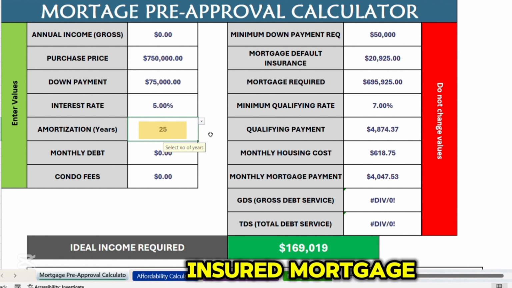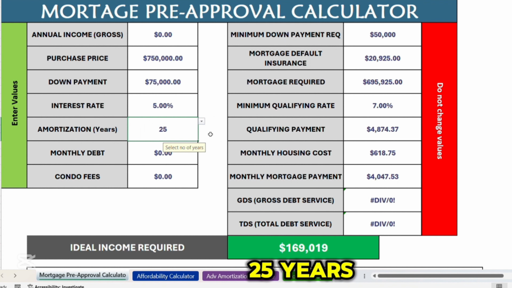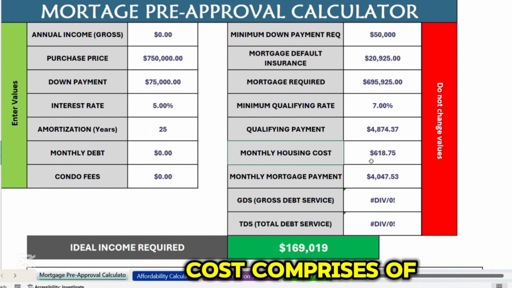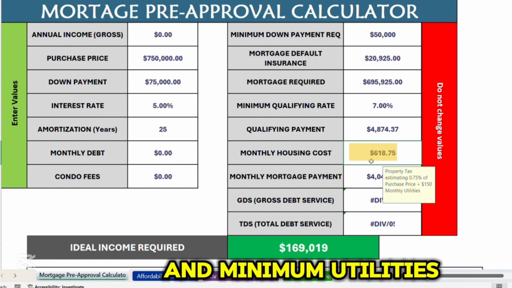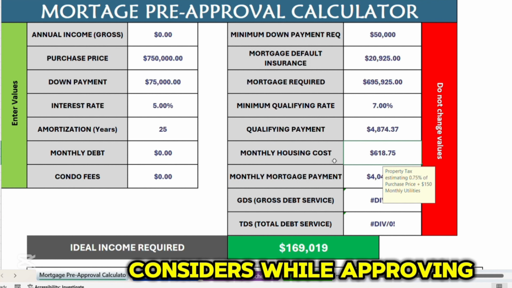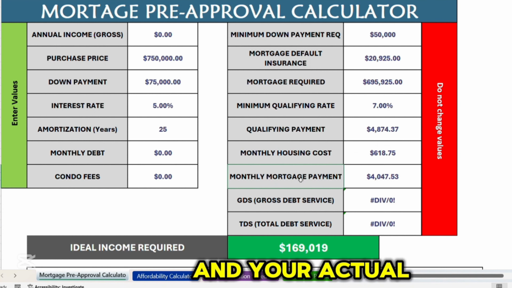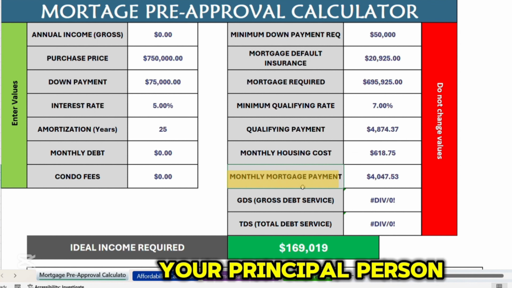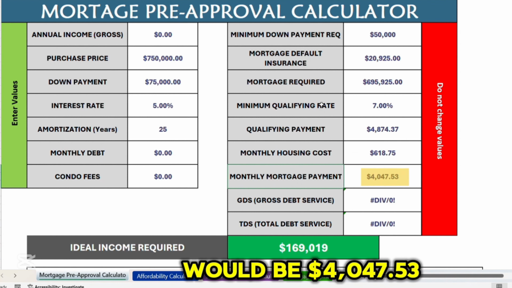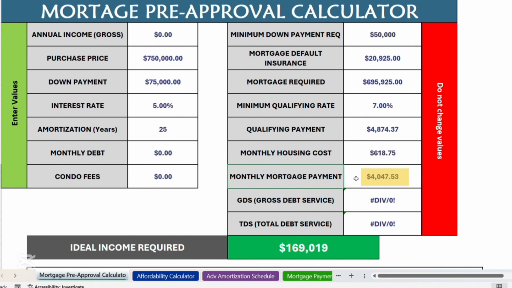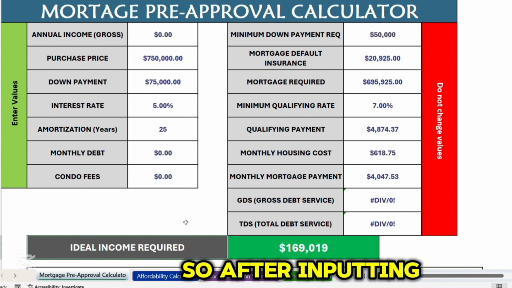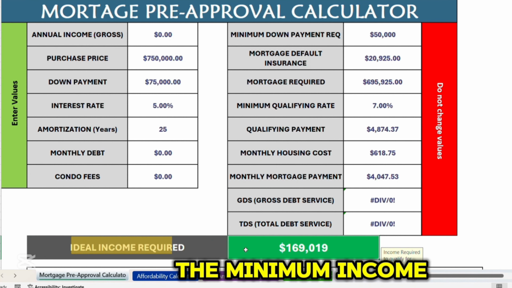And for an insured mortgage, it cannot exceed 25 years. So monthly housing cost comprises of your property tax and minimum utilities, which a lender considers while approving your mortgage. And your actual mortgage payment, that is your principal plus interest payment for this mortgage, would be $4,047.53.